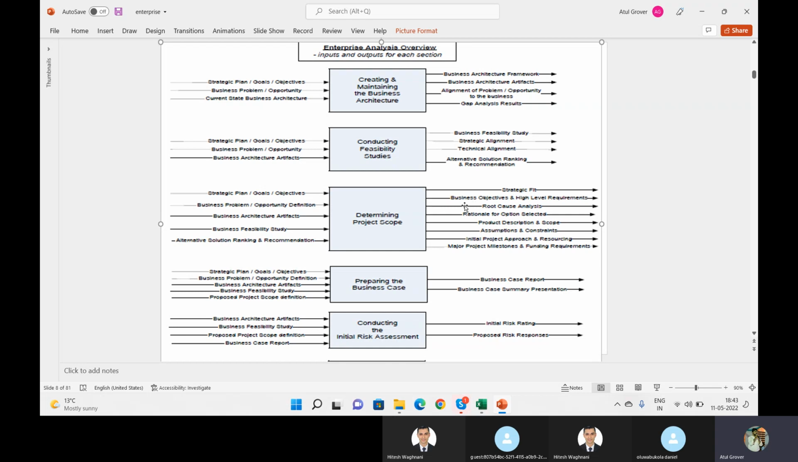So I put the outcomes. What I'm expecting here for the business scope is the root cause, option selected, product description, assumptions, constraints, all the things will be here. And then I prepare a business case to launch into the market.